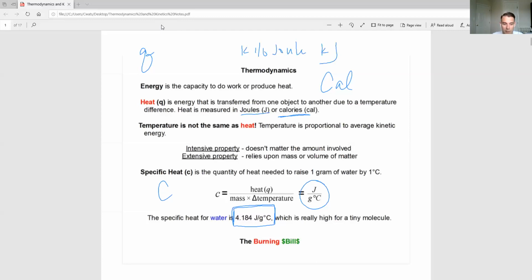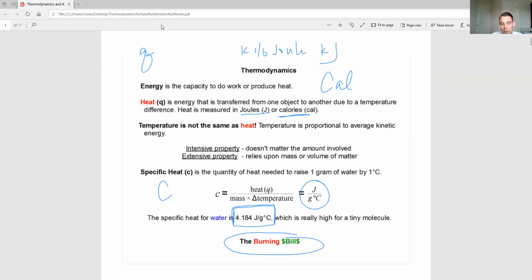Now, water's high specific heat is one of the reasons why we're able to live on this planet. The sun cannot immediately evaporate all of the water on the planet because of its high specific heat. And so we have weather and rain, and we have the oceans and all that stuff that we need in order to survive. I'm going to put a link on the page in the write-up for the burning dollar demonstration, and it demonstrates water's high specific heat.